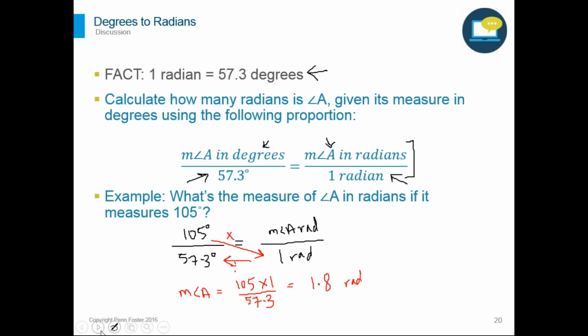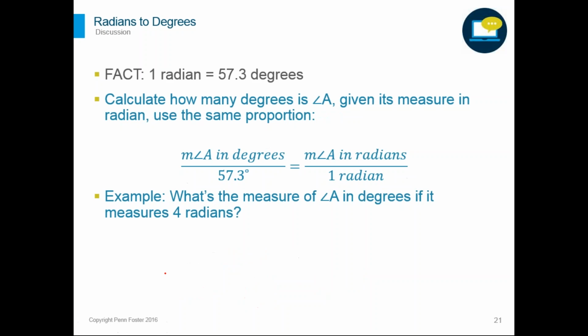And same thing if you are switching back to degrees. Let's do the example. The same exact proportion, by the way, nothing changed. The only thing you're going to change is instead of having radians unknown, this time you're going to have the degrees unknown. So 57.3 is equivalent to 1 radian.